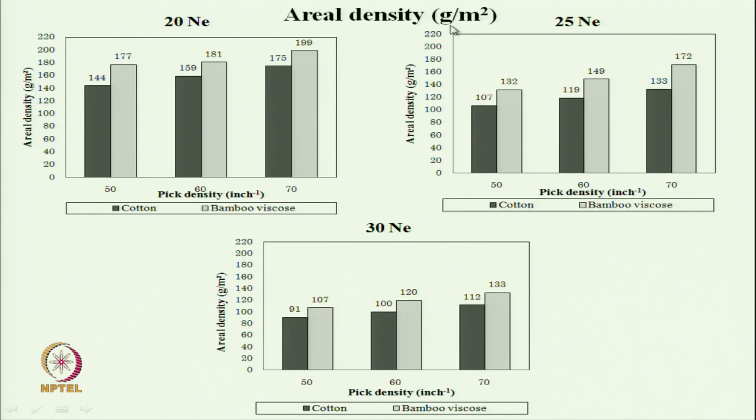So, areal density, the fabric mass per unit area, has been observed for different yarn counts, different pick densities, for all the combinations. It has been observed that the areal density of bamboo viscose is always higher than the cotton, keeping all the parameters the same. This increase in areal density is only due to the shrinkage which is taking place after weaving.